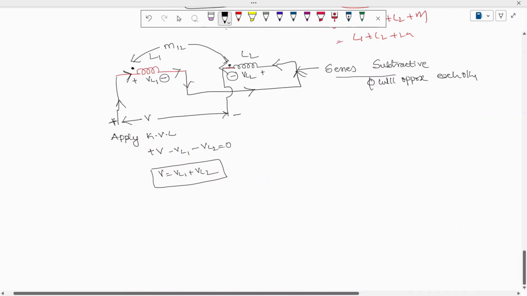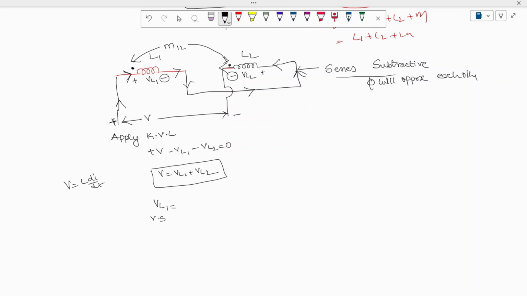Now we want to write down the value of VL1, the voltage induced across inductor 1, which is called the voltage source, and we have to write down the drop. For self inductance, the voltage across the inductor is V equals L di by dt, and mutual inductance is reverse. Assume this current as I. There's no need to bother about two currents, because in a series connection only one current is there. Therefore VL1 is nothing but the inductance value L1 into di by dt.